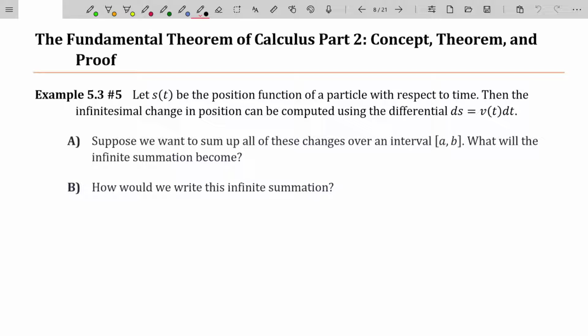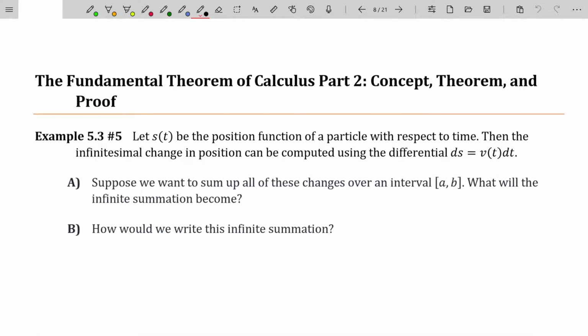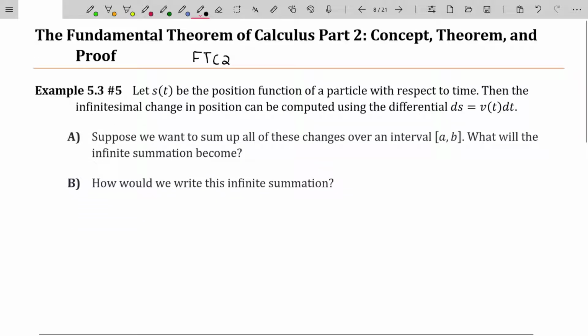The third video was using that fundamental theorem of calculus part 1, and this video is introducing the most important, the heavy hitter, the fundamental theorem of calculus part 2, which is also known as the FTC2. Fundamental theorem of calculus part 1 is also known as FTC1. To do this, I want to motivate the fundamental theorem of calculus part 2 before we go into the theorem and the proof. The motivation is king here.